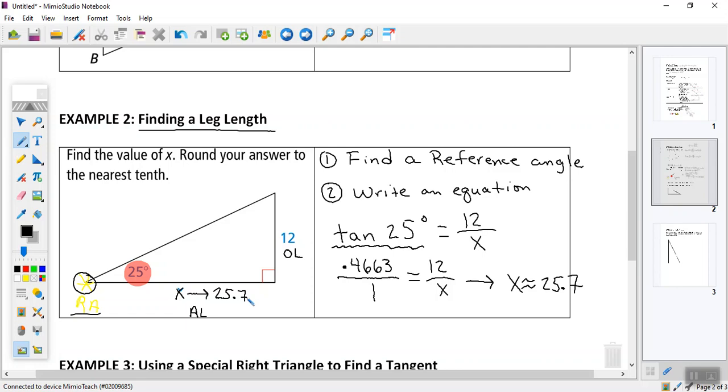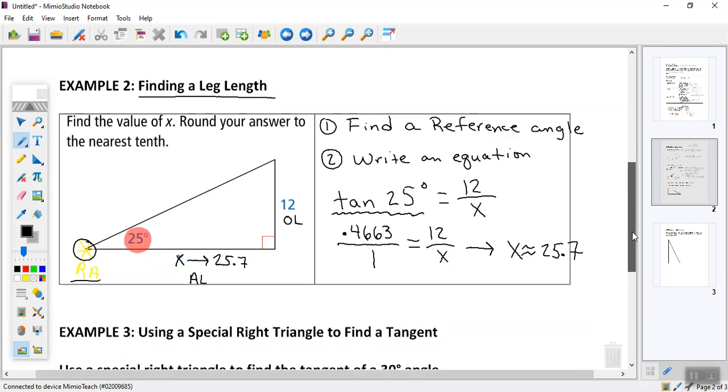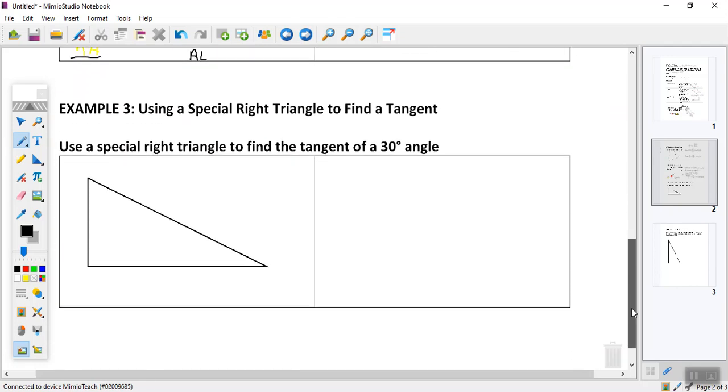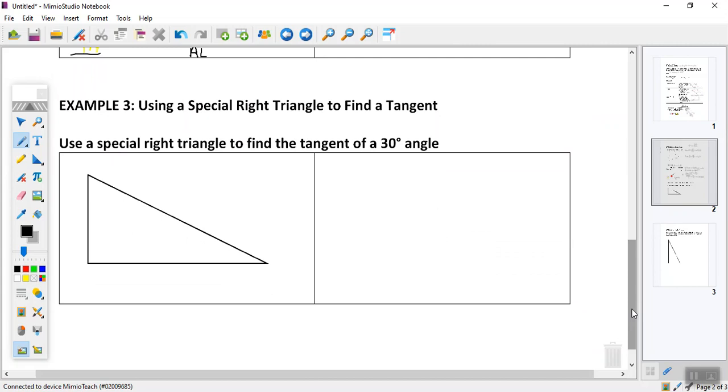So let's talk about example 3. Questions about that at all? Somebody said something just now. Is it good? All right, well, let's try this next one right down here. We're going to get this done perfectly. Okay? It says use a special right triangle to find what, kids? Right triangle right down here.